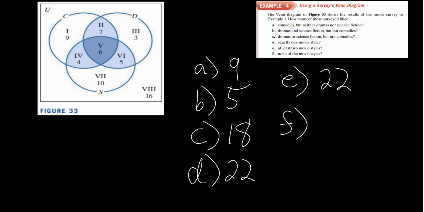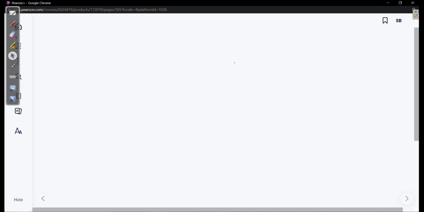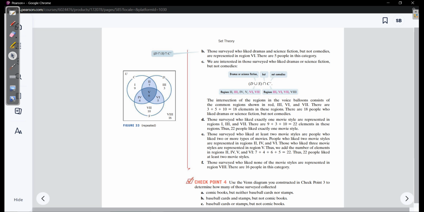And F, none of the movie styles, or at least none of the movie styles that are present, and that is 16. Okay, and real quickly, which I think it was D, D and E. Let me check that real quick. I think I'm okay, but 22, 20, yeah, we're good.